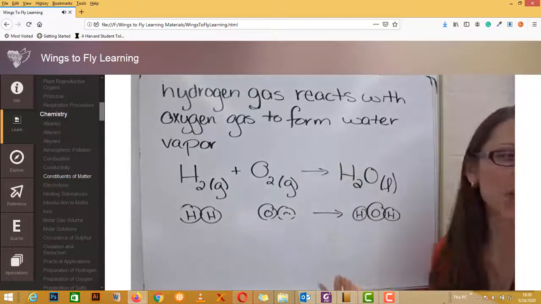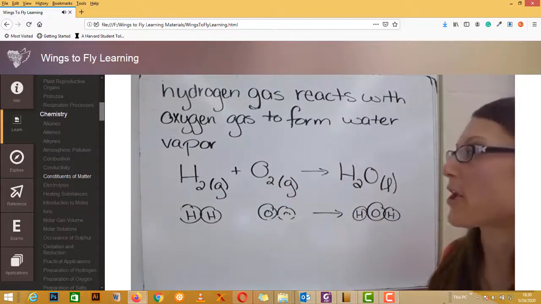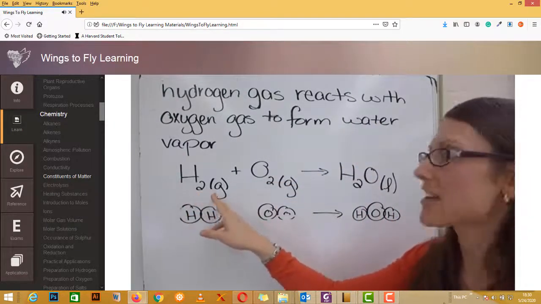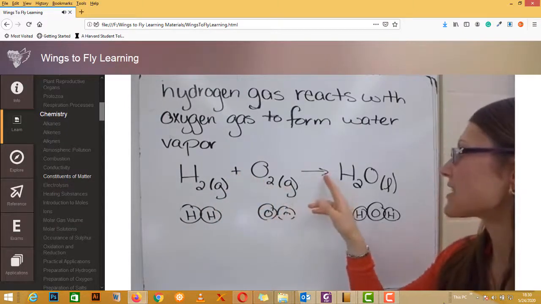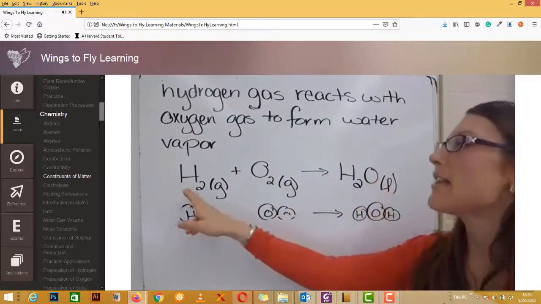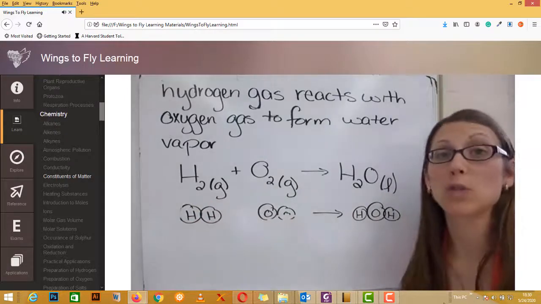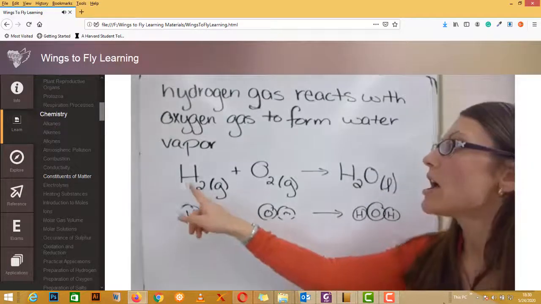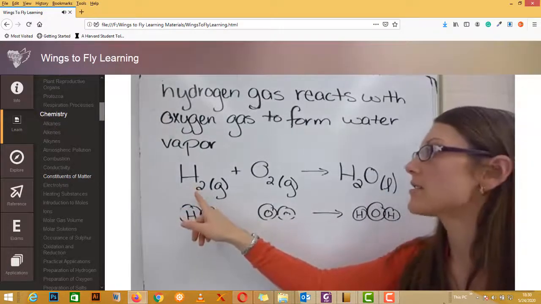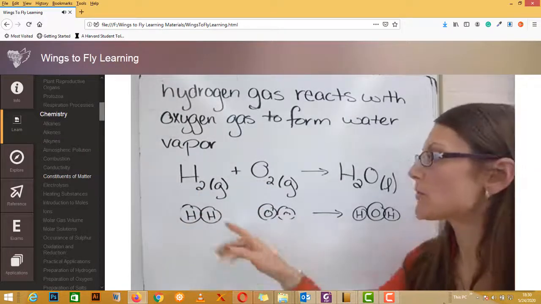So hydrogen gas reacts with oxygen gas to form water vapor. So I have H2 as a gas reacting with O2 as a gas to form H2O as a liquid. These two are both diatomic molecules. They're part of that 7+1 group. So since they're not combined with anything else, they have to have a subscript of 2.